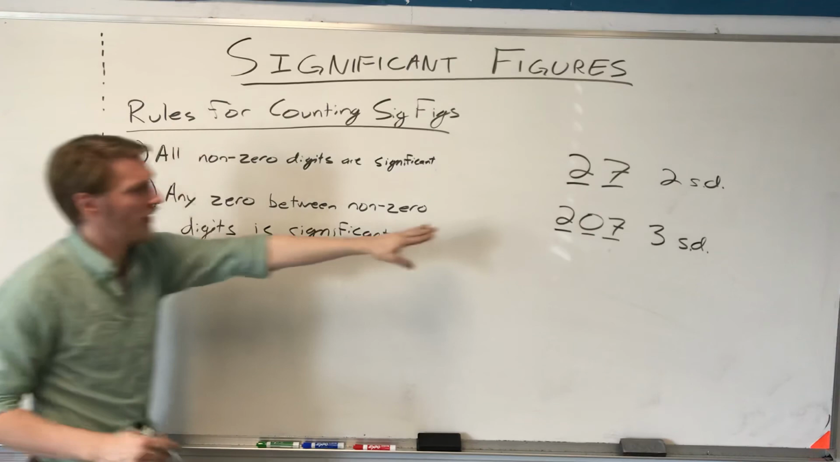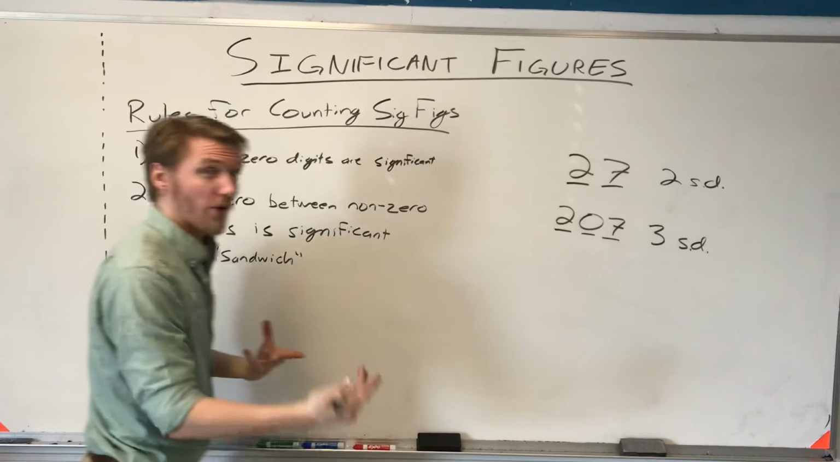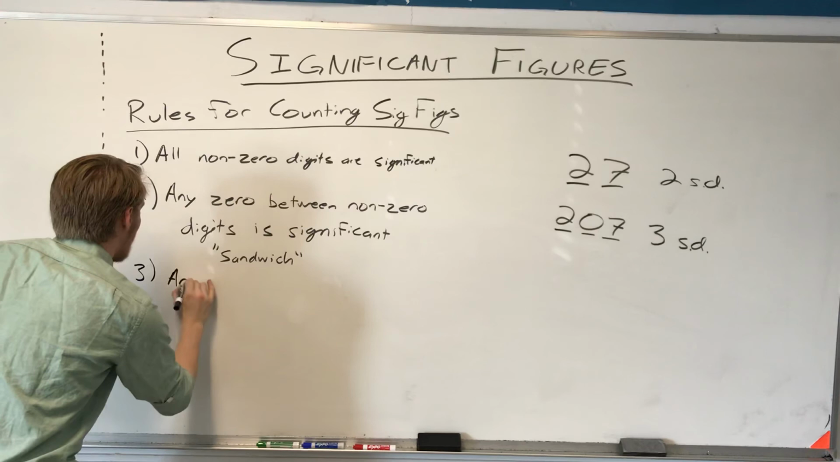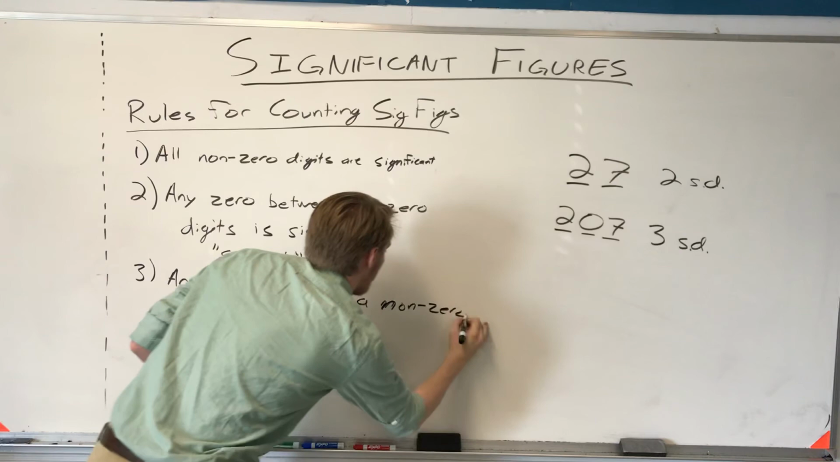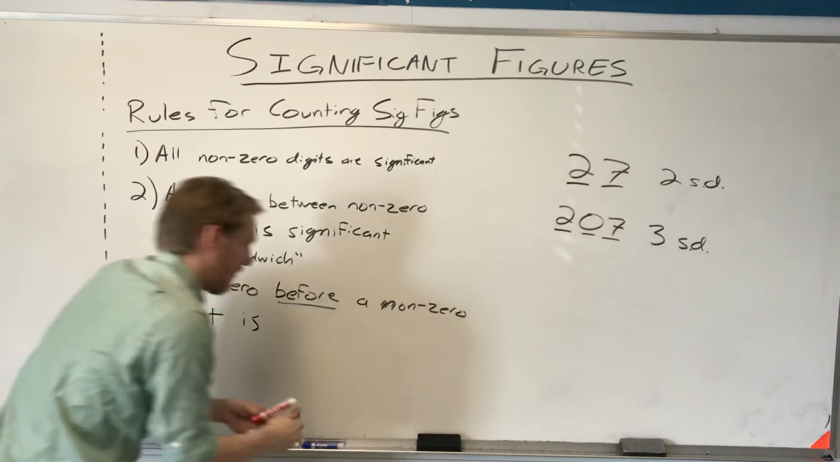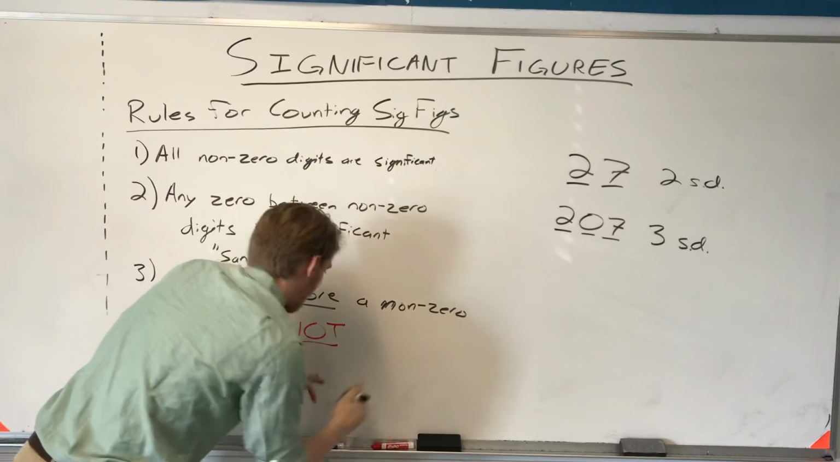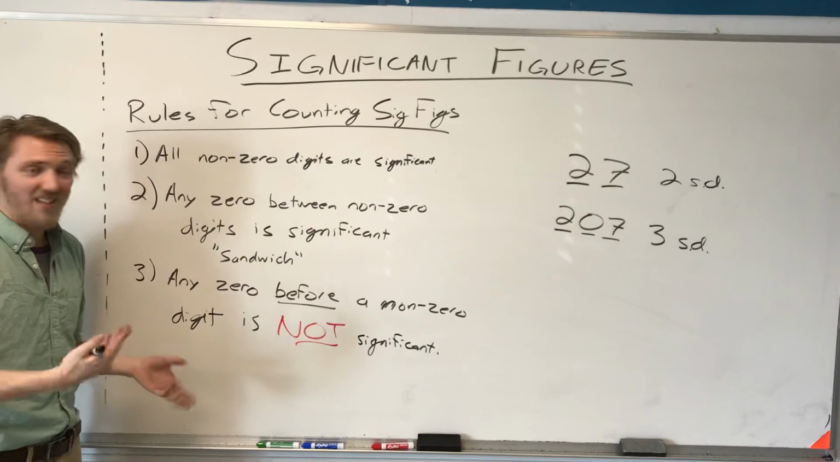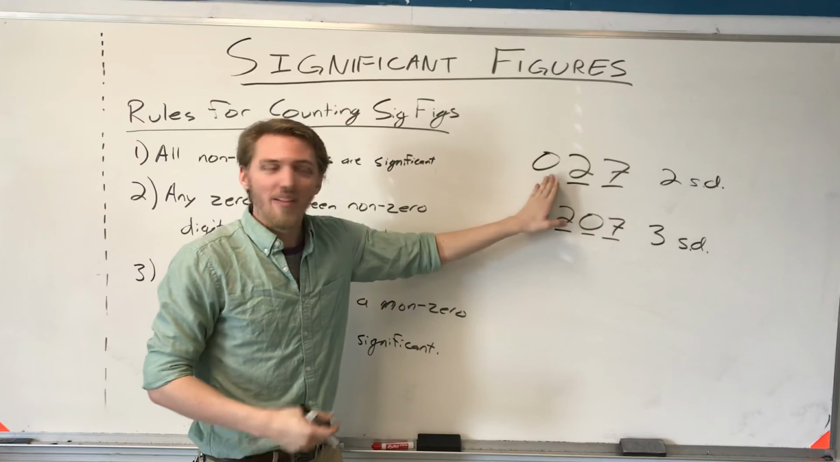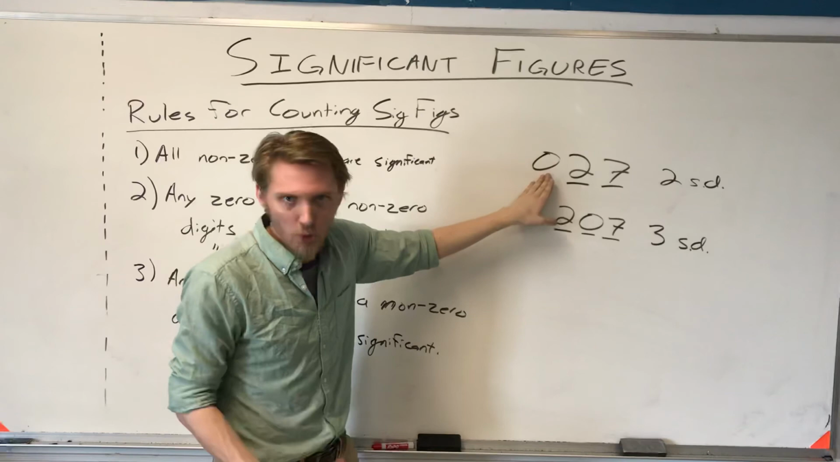Now come the weird zero rules. There's a few of them. Here's rule number three. Any zero before a non-zero digit is not significant. And you might be thinking, why the heck would I write a zero in front of a number? And that's exactly right. Any zero that's before a number is not significant. Imagine if I throw a zero here. That doesn't really make sense to do, but it's the same idea. That zero doesn't add any meaning to the number. It's just saying that, hey, I don't have a measurement here. That's what it means to be non-significant. It means there's no measurement there.